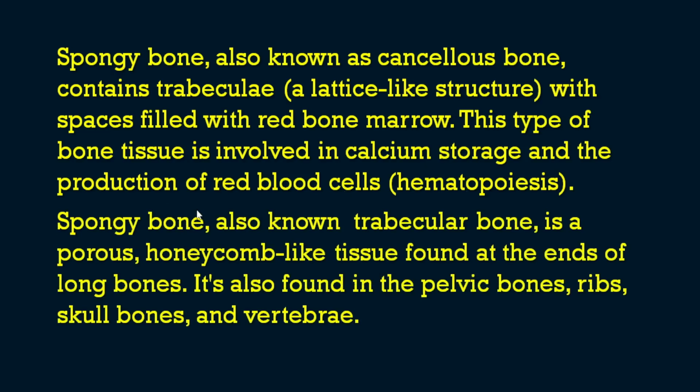Spongy bone is also known as the trabecular bone, and it is a porous honeycomb-like tissue found at the ends of the long bones, and it is also found in the pelvic bones, ribs, skull bones, and the vertebrae. In this part the calcium storage is happening. Then the other options we will see.